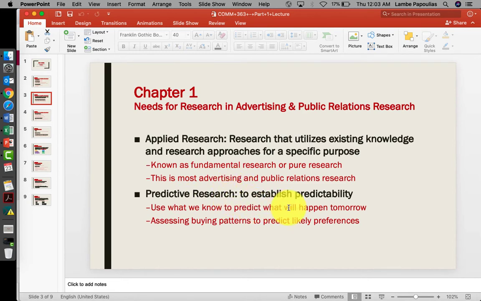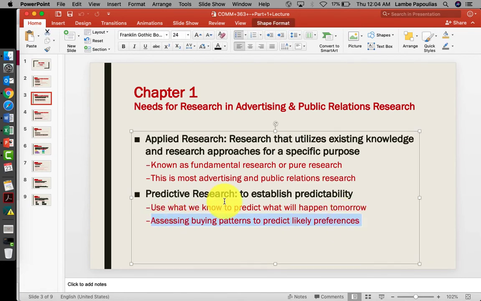It's to establish predictability. Use what we know to predict what will happen tomorrow. Assessing buying patterns to predict likely preferences. This is extremely important. If you think about it, let's say you work for Canada Goose. Canada Goose is really known for their jackets and understanding that the public will know that their jackets will keep you warm. Well, knowing that, you're not going to really advertise Canada Goose jackets in late spring, early summer, is probably something that you can predict right away. You're not going to spend a lot of money during this time.